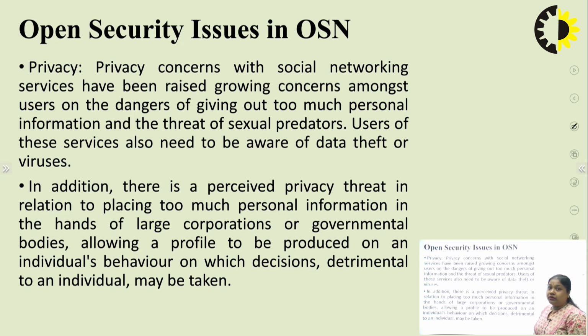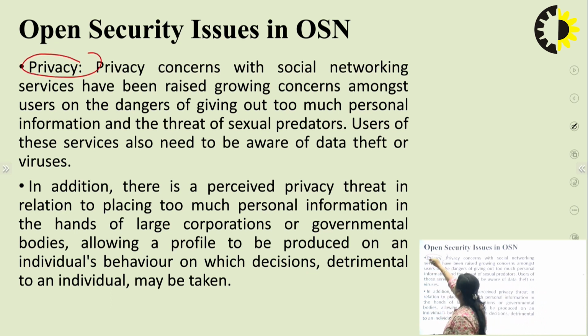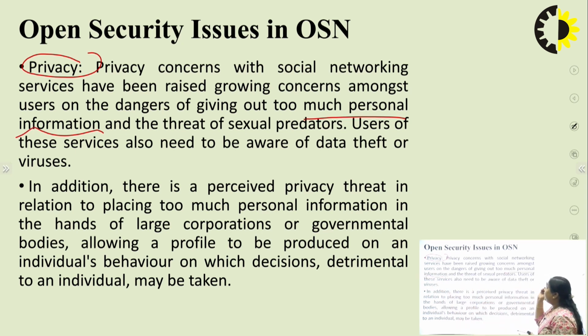Open security issues. What are the open security issues that may come in open online social networks? So first of all, privacy. Privacy concerns with social networking services have raised growing concerns amongst users on the dangers of giving out too much personal information, as too much personal information is posted on the social network sites. So there may be a danger on that information that has been publicly provided.